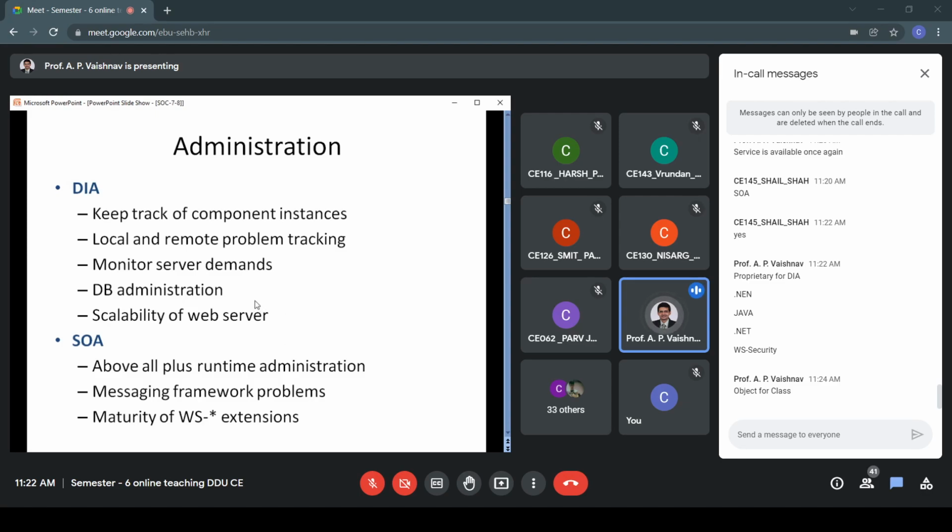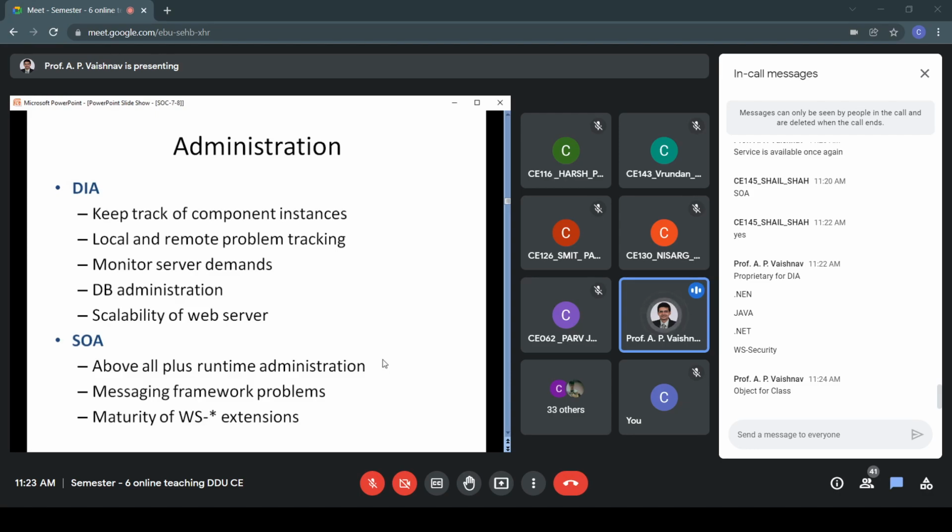Then we have to monitor the server demands, right? That means the server should not be loaded with too many requests, right? So that also we have to keep track of. Database administration is always obvious, right? When you are having a large scale solution. Scalability of web servers is again an issue. So if your web server cannot handle more than 500 requests, you need to take care of management of the requests.